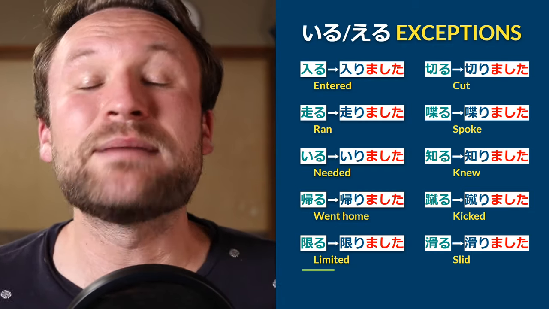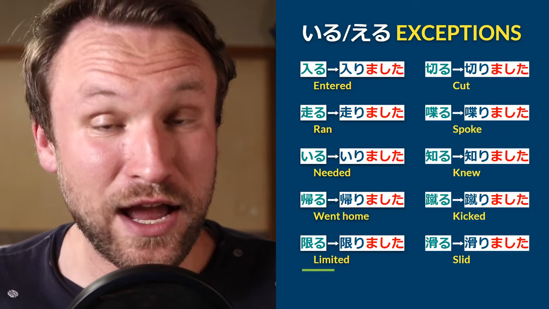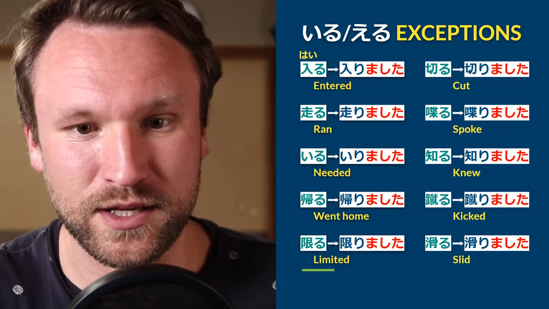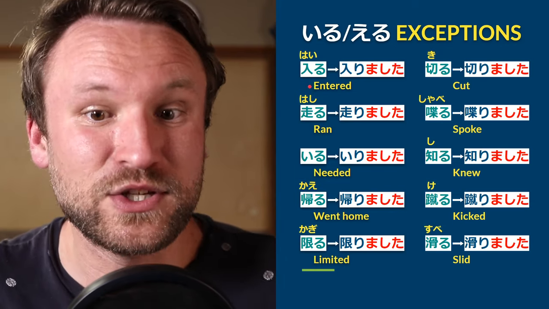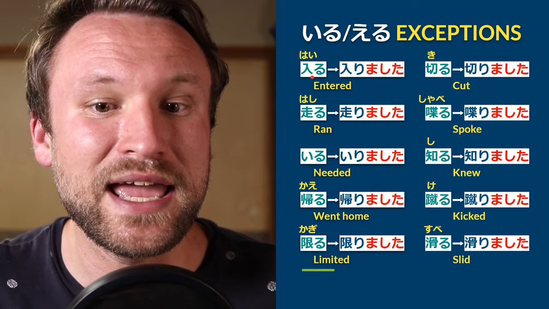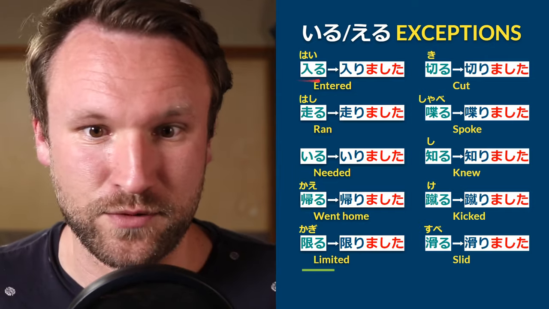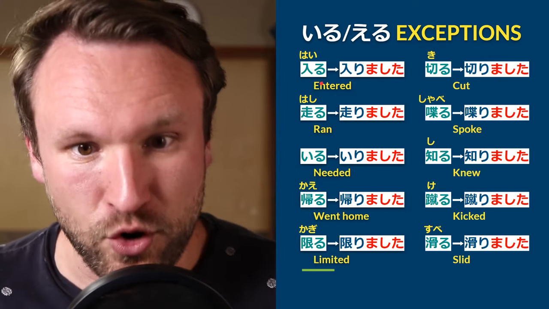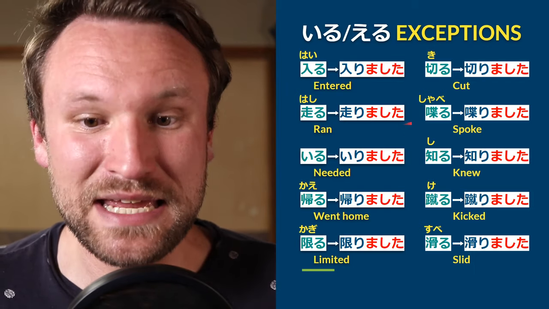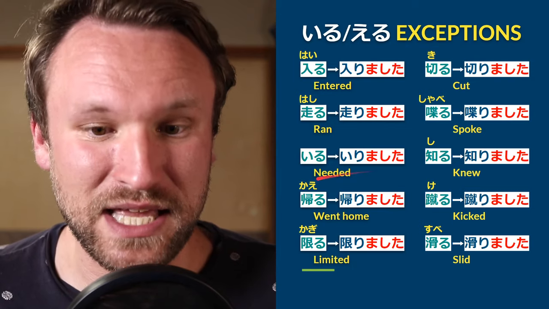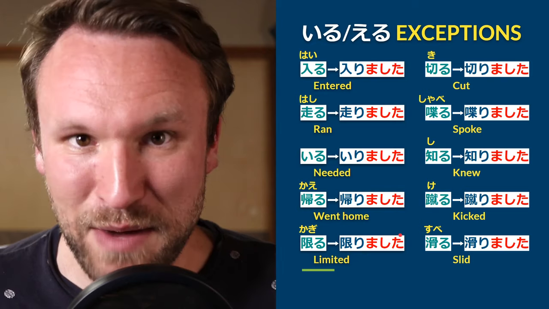So the ones that I'm aware of, the 10 exceptions to the iru eru verb, and by exception I mean that these look like iru eru verbs but are conjugated differently. Look, hairu, if we look at the furigana, you'd expect it to be an iru verb, right? So you would expect this to be conjugated as haimashita, but it's not an iru eru verb. You conjugate it like a normal godan verb, so it's hairimashita, right? Hashirimashita, ran. Irimashita, needed. Kairimashita, went home. Kagirimashita, limited.